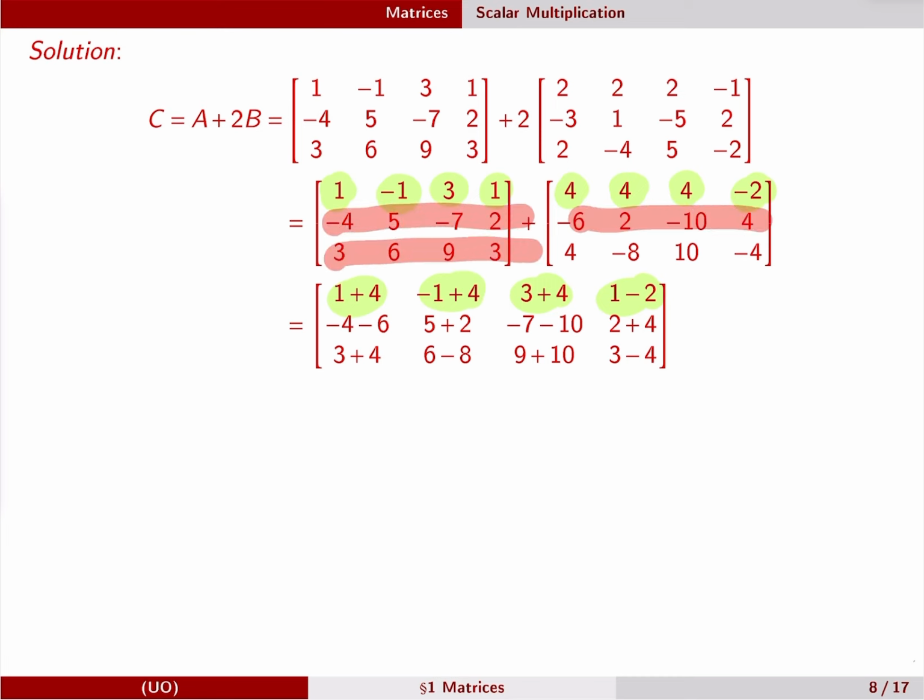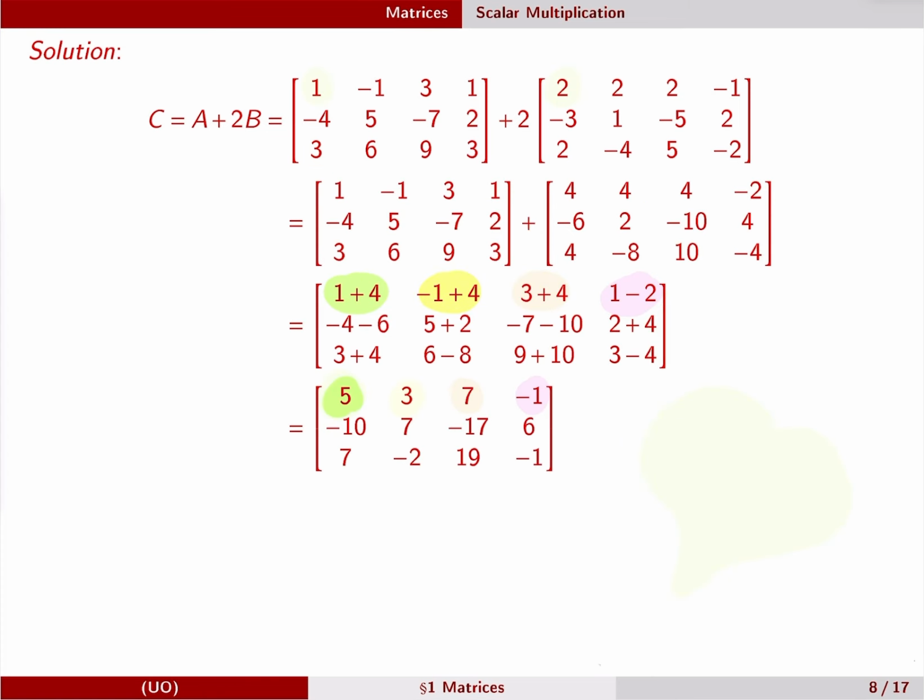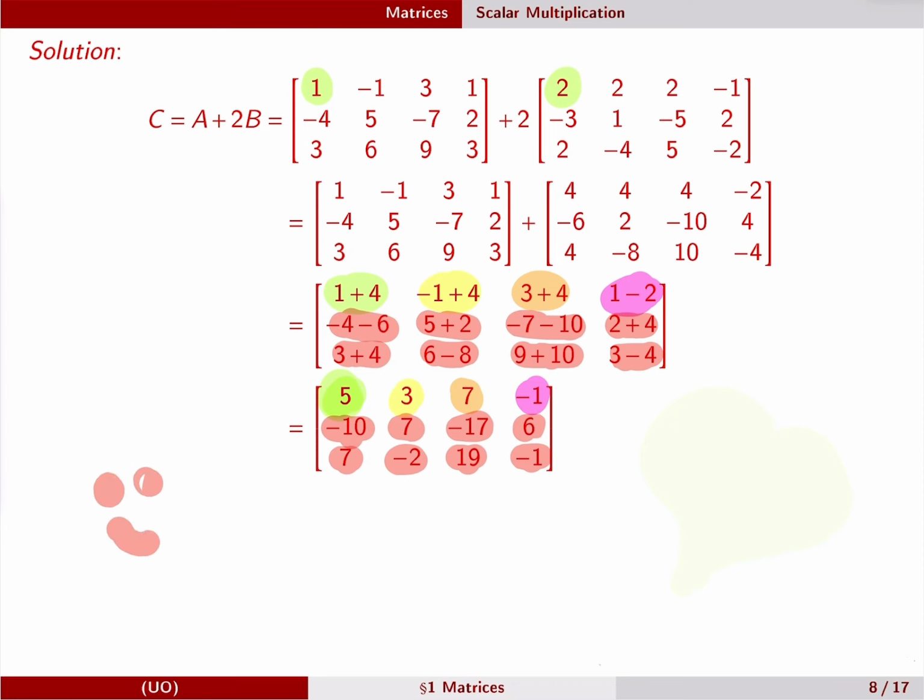I'm not going to spell out all these computations. If you actually do these computations, 1 plus 4 is 5, minus 1 plus 4 is 3, 3 plus 4 is 7, 1 minus 2 is minus 1. And of course, when you're doing these operations on paper, if you can do right away 1 plus 2 times 2 and you get your 5 right away, good for you. So try to do these operations as fast as you can, but just take your time. Matrix operations are typically not too difficult to compute, but because there are a lot of numbers around in these boxes, it's also very easy to make small, silly mistakes.